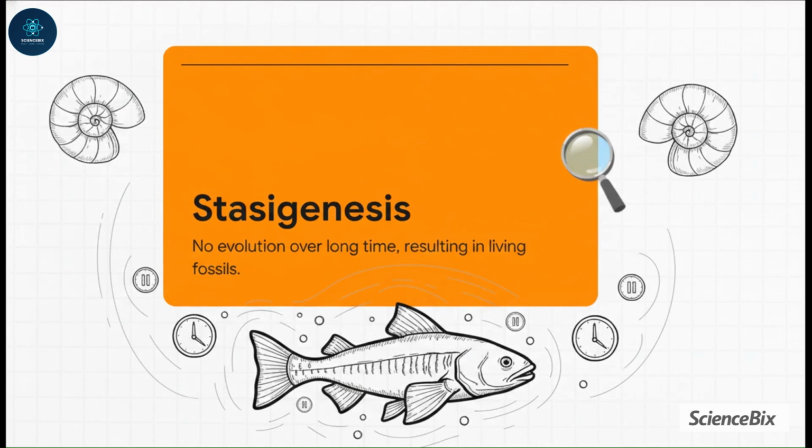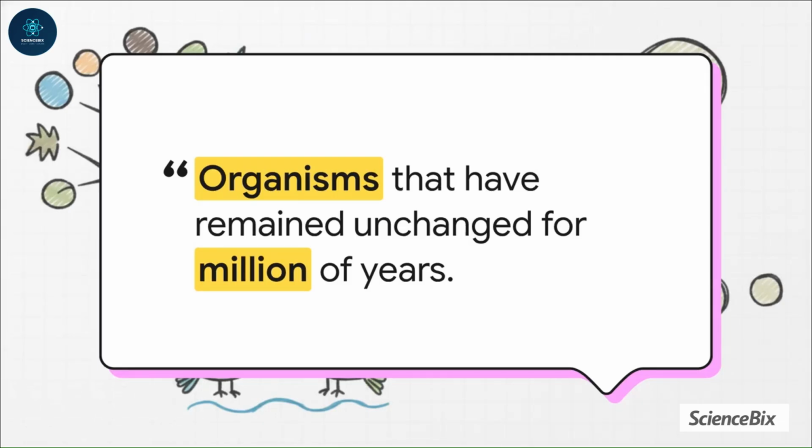But you know what? Sometimes evolution just hits pause. We call this stasigenesis. It's this incredible state of absolutely no evolution over a vastly long period of time. The environmental conditions just perfectly match the organism's current form, so it literally remains unchanged for millions of years. We often call the results of stasigenesis living fossils.